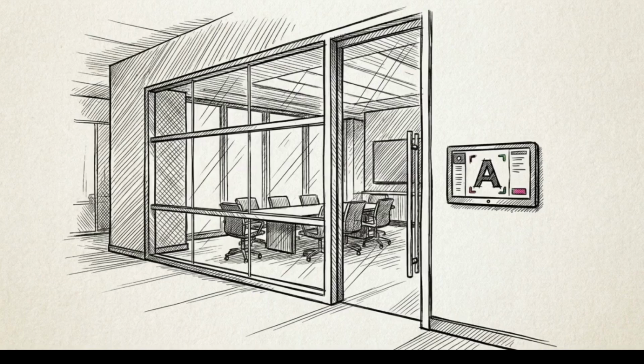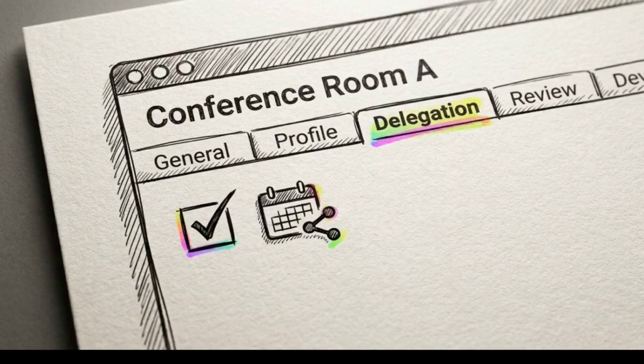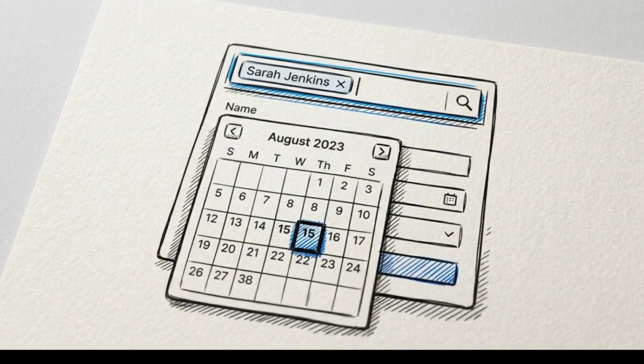Next, we configure a physical resource. Conference Room A needs to be available for a temporary contractor. Click the Manage button on the room, then switch over to the Delegation tab. Check the box for Calendar Delegation. Add Sarah Jenkins. Before you save, use the Date Picker to set an expiration date exactly 30 days from today.